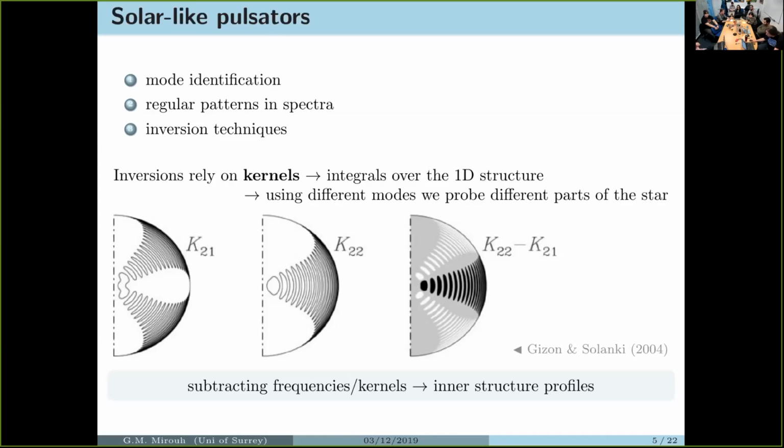So here, for instance, your modes 2,1 and 2,2, if you subtract 2,1 from 2,2, you end up having a kernel that is nicely concentrated along the equator. If you added them, you would have something averaged more or less throughout the star. But if you use K31, then suddenly you can zoom in at mid-latitudes and so on. Doing that, you can have much better resolution on what happens inside the star.